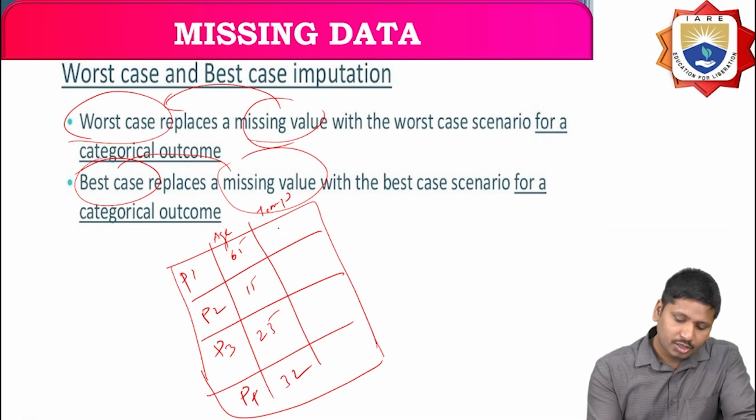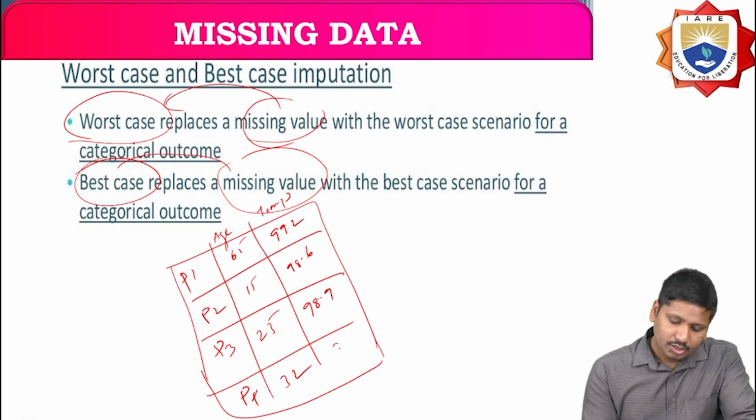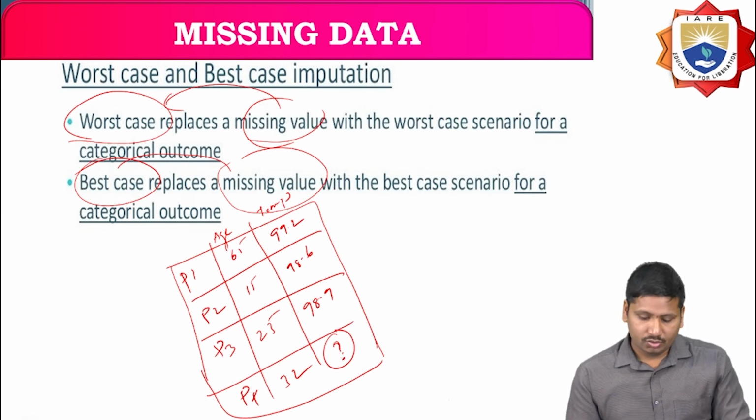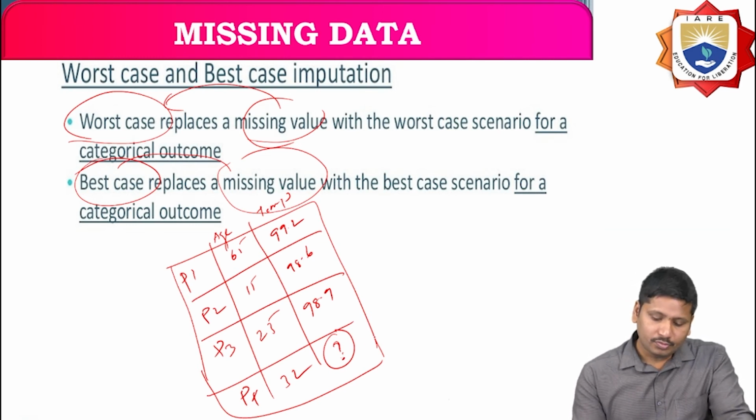I'm getting some temperatures like 99.2, 98.6, and 98.9, and then here I'm getting the missing data. So I can replace this with the worst case. So worst case means, first I can replace this value with the worst case. So let it be 97.6, or what should be the worst case?